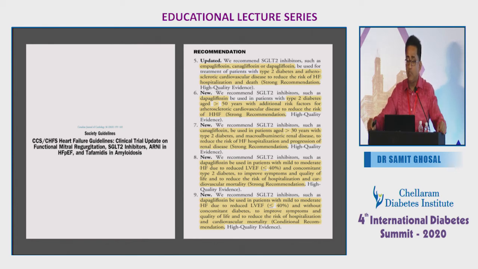In type 2 diabetes, with age more than 50 years and additional risk factors of atherosclerotic cardiovascular disease, which are 3 or more risk factors, or target organ damage, dapagliflozin has the strongest recommendation to reduce the risk of hospitalization for heart failure. Cana has the strongest recommendation with age more than 30 years and macroalbuminuria to reduce hospitalization for heart failure, as well as cardiovascular and cardiorenal death.